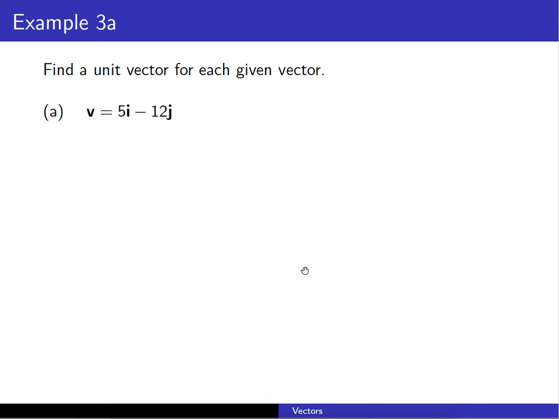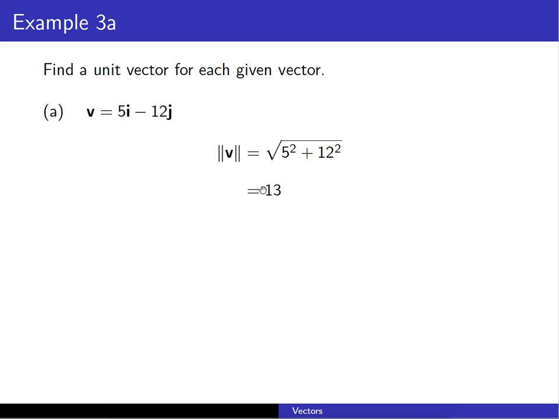All right, so example 3, we have finding a unit vector for each of the following. We're going to start with vector v is 5i minus 12j. So our first step is to find the magnitude of this vector, and we do that by taking the square root of 5 squared plus 12 squared. 5 squared plus 12 squared is 169, and taking the square root of 169, we get 13. So the length, or the magnitude of this vector, is 13.